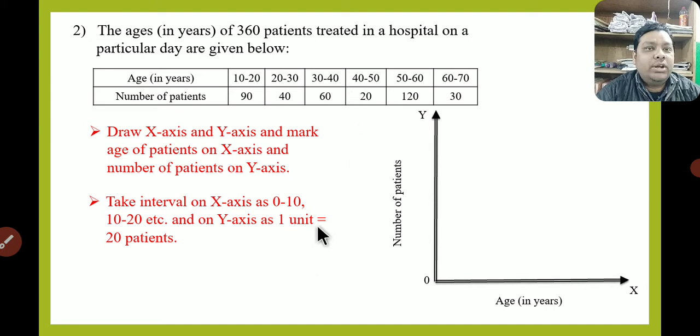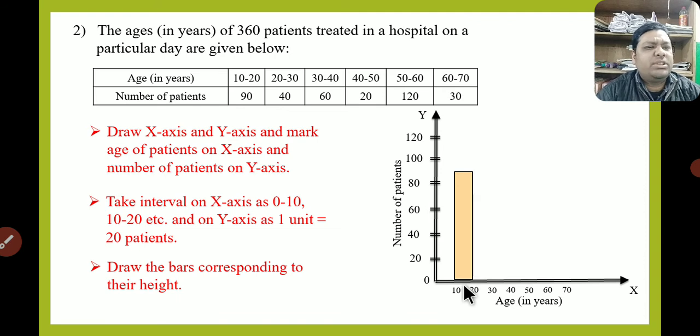Now the second step, take interval on x-axis as 0, 10, 10, 20, 20, 30, same as the previous. And now 1 unit is equal to 20 patients we can take. Okay, so now 20, then 40, then 60, then 80, 100, up to 120 we can go. Now draw the bars corresponding to their height.